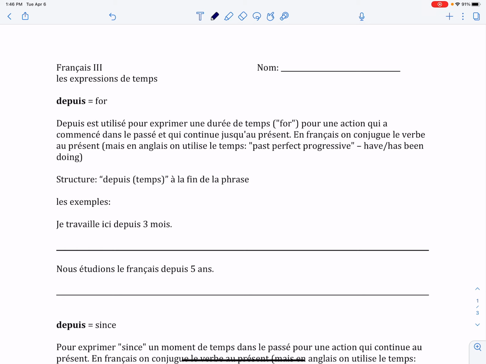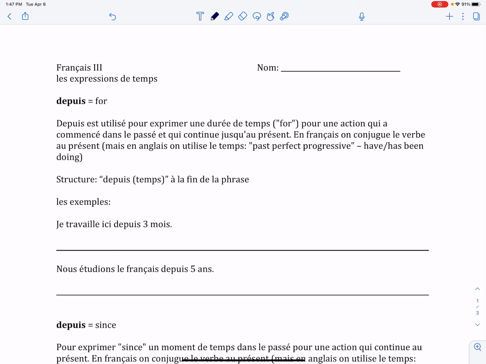So depuis is used to express a duration of time for an action that began in the past and continues until the present. In French, you're going to conjugate your verb in the present tense. In English, these are sentences where we would use what's called the past perfect progressive. That's a verb tense that doesn't exist in French. So the past perfect progressive in English is when we're saying, I have been doing, or he has been doing something. So we're talking about have been doing something for a duration of time.